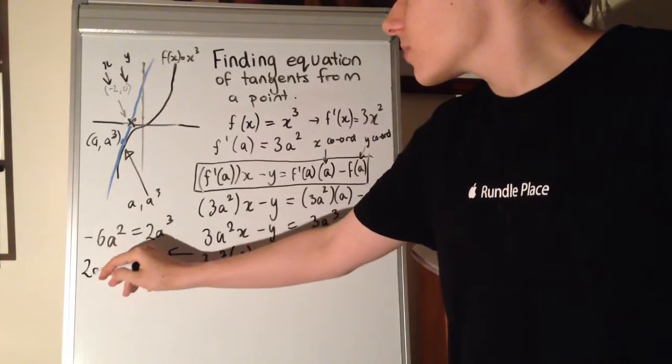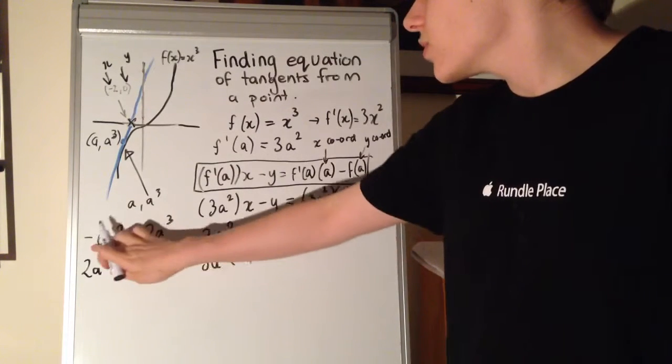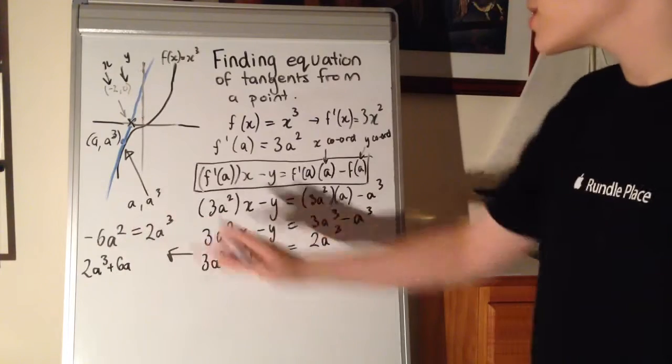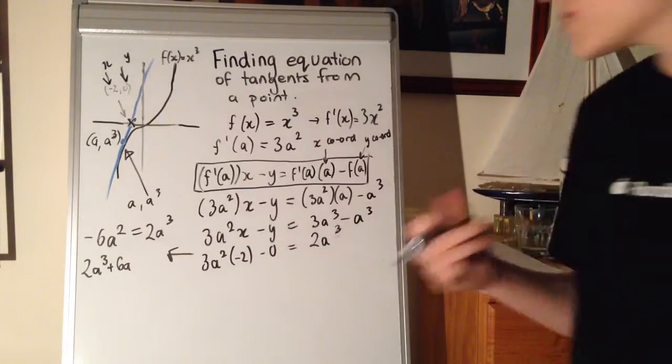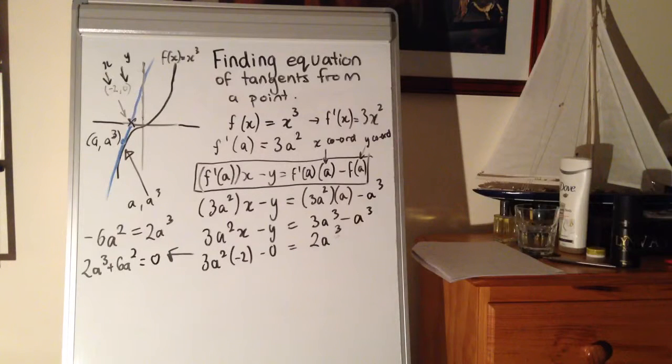And what we want to do is get the polynomial all on the same side, so we move 6a squared from one side to the other, and that negative becomes a positive, of course, simple algebra rules. Now, we could evaluate that by factorizing.